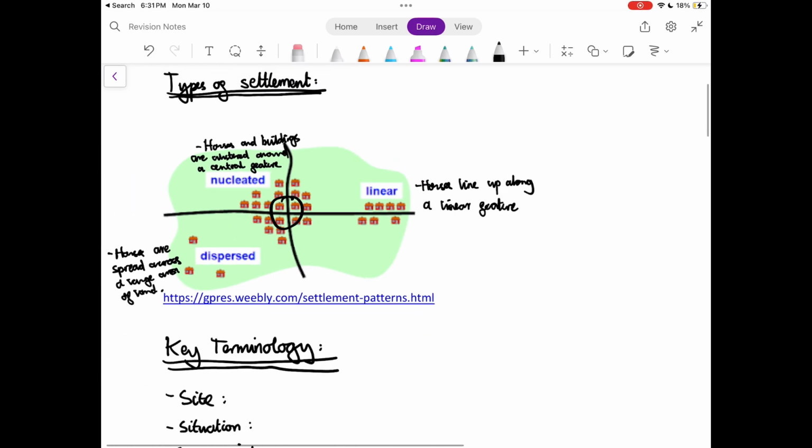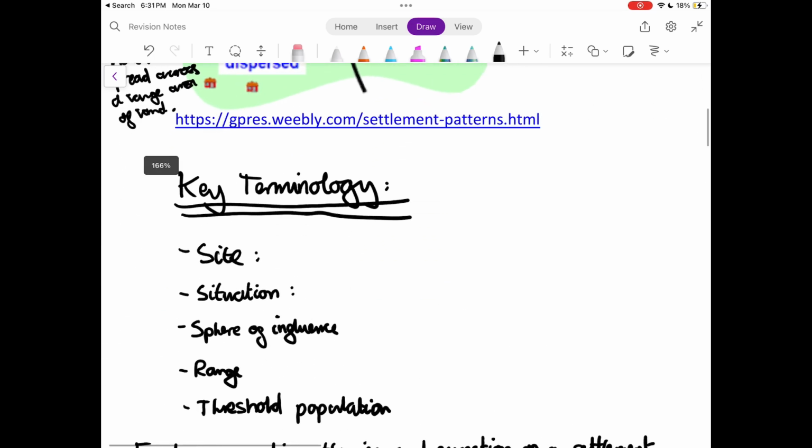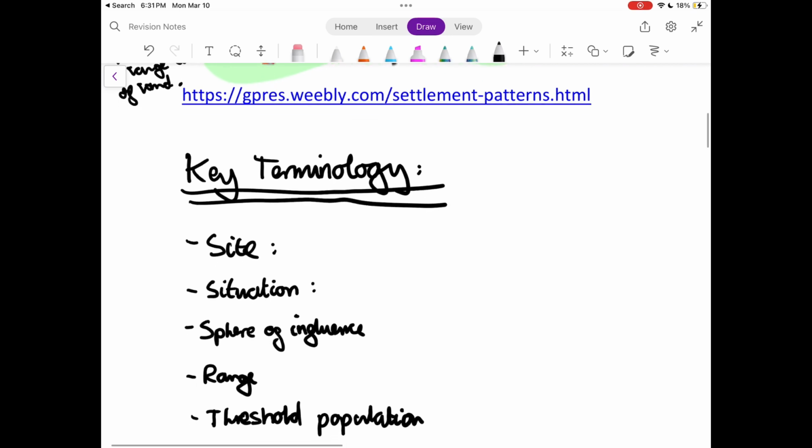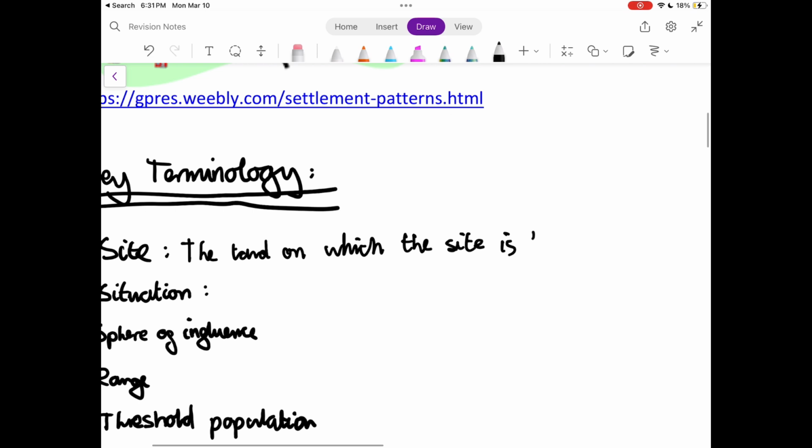Okay, so those are the types of settlements, and we're going to go into some key terminology now that you will need for the rest of the topic. So the site of a settlement is the land on which the site is built upon.